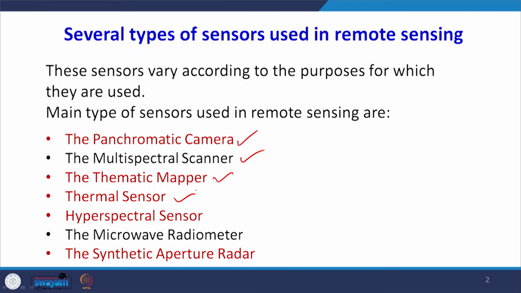Then we have thermal sensors. If we want to study the temperature characteristics of the data, then the thermal sensors are very useful. Hyperspectral sensors are providing us a very large number of images within a short, narrow range of the spectrum. Then we have the microwave radiometers working in the microwave region, because the microwave region has special characteristics as compared to the visible part of the spectrum. And then we have the synthetic aperture radar data, where we can actually get the distance characteristics also from the data.